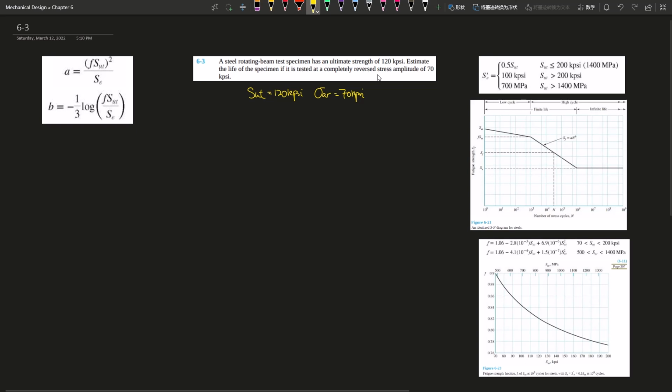All right, so for question 6-3, a steel rotating beam test specimen has an ultimate strength of 120 kilopounds per square inch. Estimate the life of the specimen if it's tested at a complete reverse stress amplitude of 70 kilopounds per square inch. Okay, so I wrote these out.